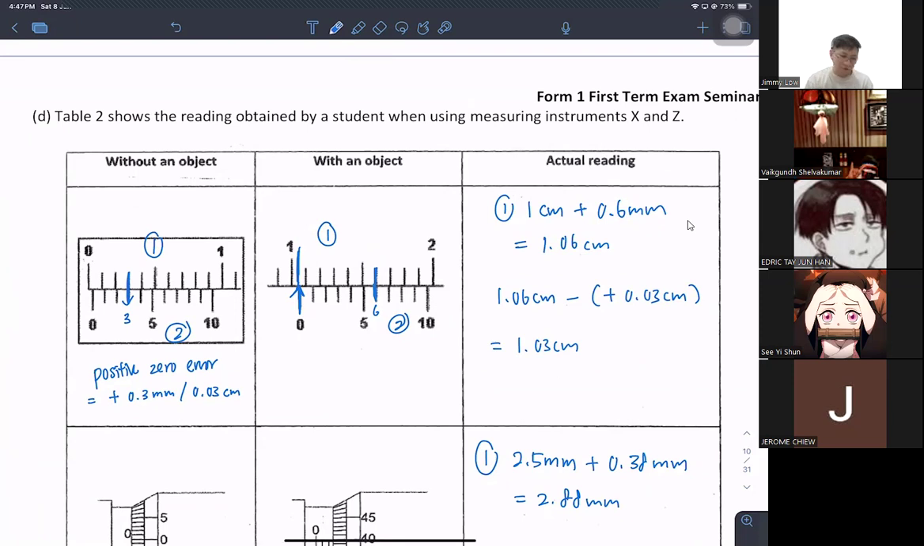The only thing that confuses you, I believe, is how do you get the positive zero error and negative zero error. You just examine whether you measure extra, or you measure less. If you measure extra, you minus out. If you measure less, you add back. The relationship here is just like this.